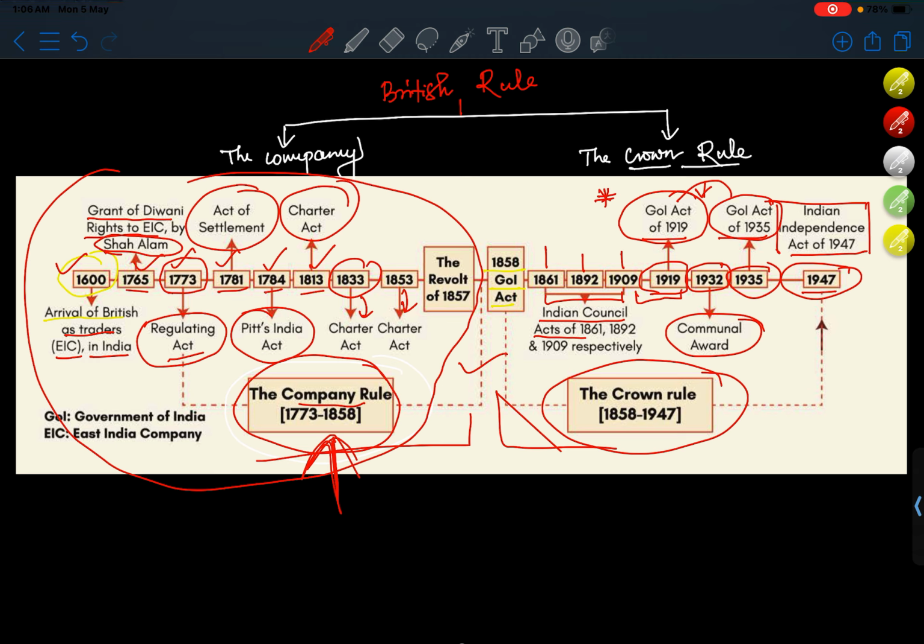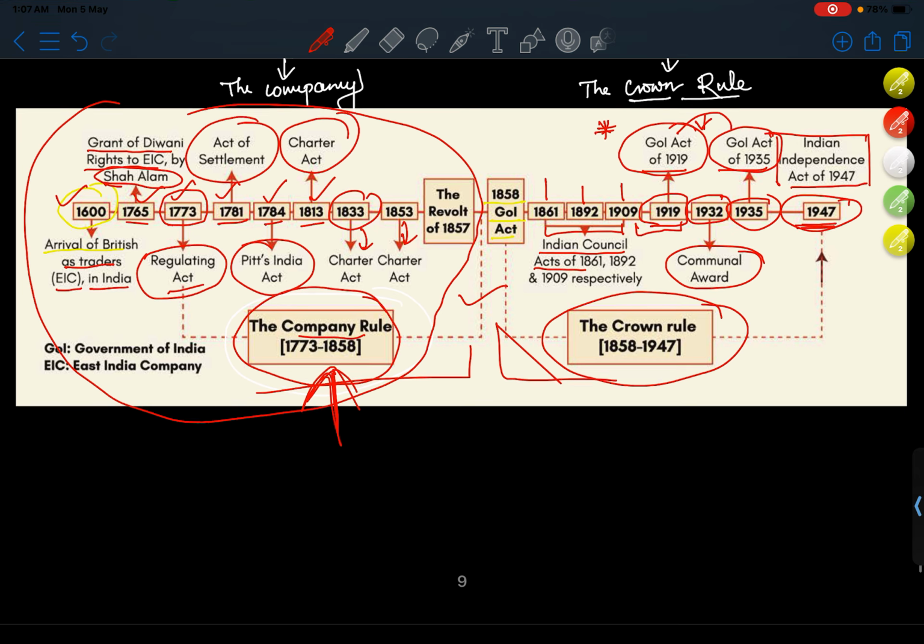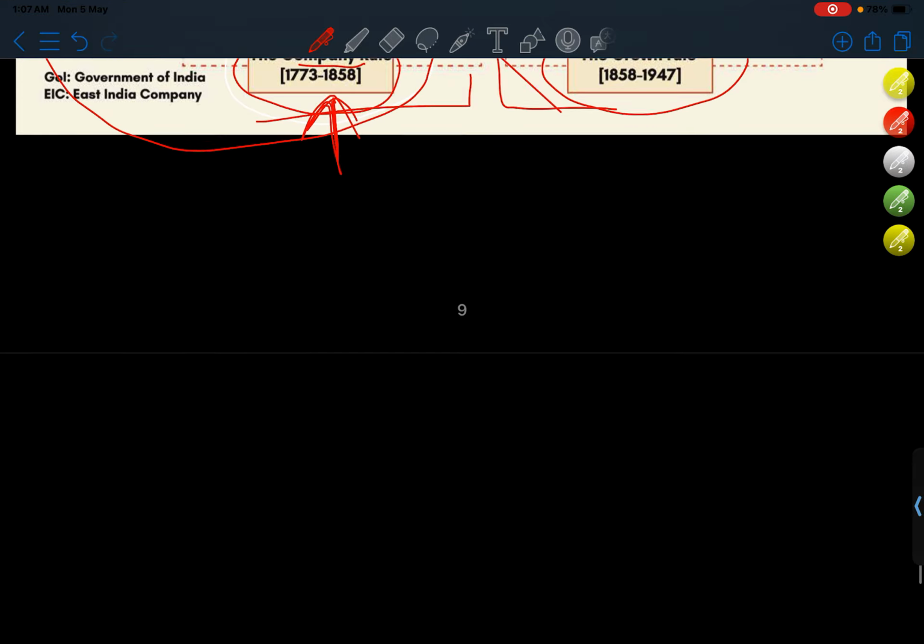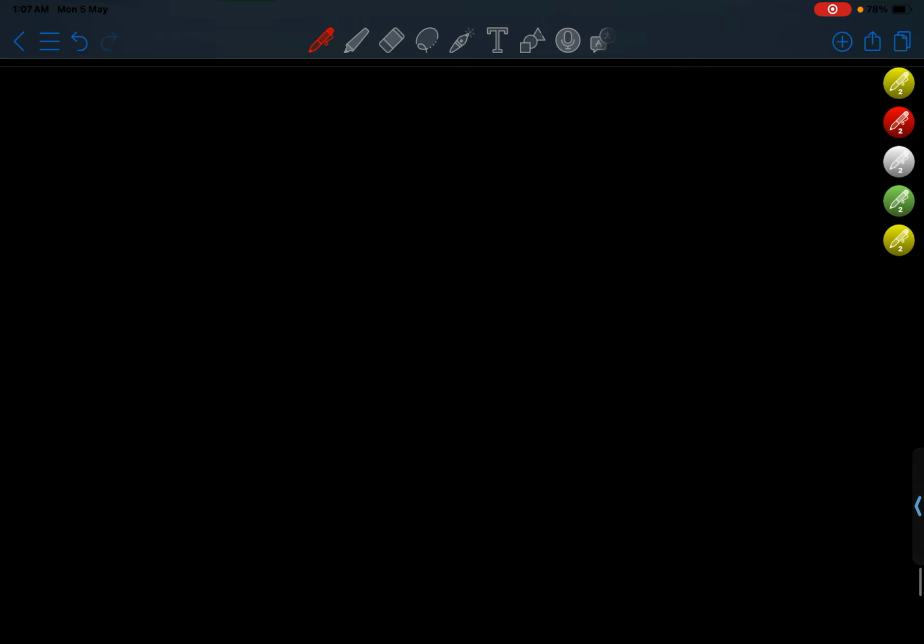Now the actual thing will start. 1947 onwards, let's start. In 1946, one very important event took place.